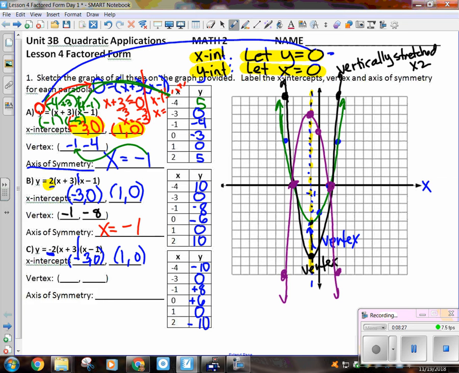Notice it's still skinny. It's still vertically stretched by 2. It's still skinny. It just looks a little bit different. Does everybody understand what we just showed here? Are there some things that stayed the same? The vertex is different. So the vertex is now located at where? -1 and up. What? +8. And the axis of symmetry is still located at x equals what? -1. So in all 3 of these graphs, the axis of symmetry stayed the same. We stretched the graph out, we flipped it down, but our x-intercept stayed the same.